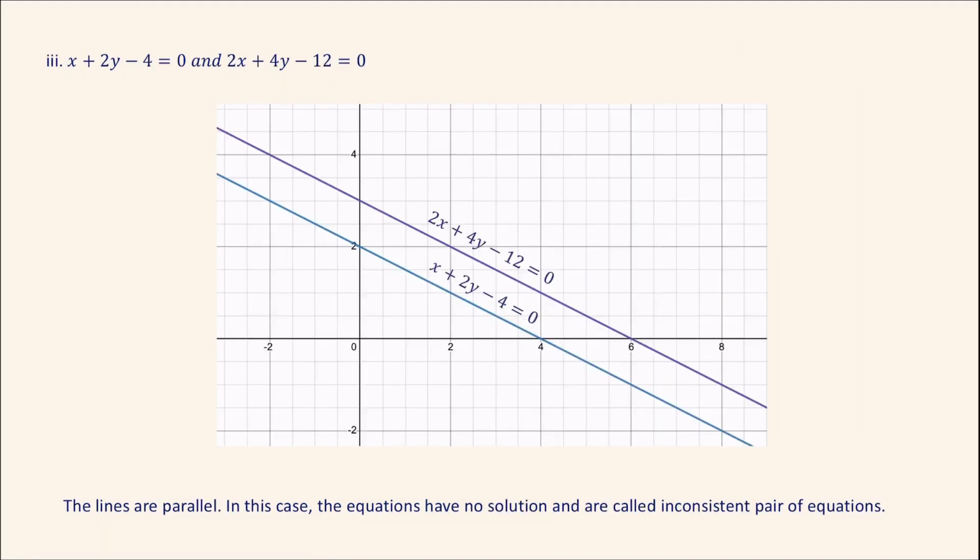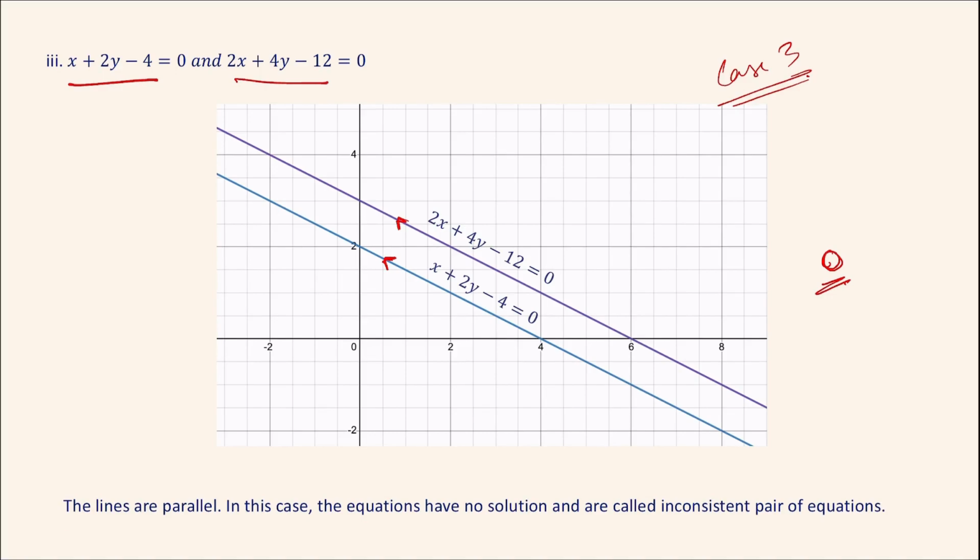Now, let's look at case 3. This would be our case 3. We have two examples, x plus 2y minus 4 is equal to 0 and 2x plus 4y minus 12 is equal to 0. So if we look at these lines, both of linear equation, the lines are parallel. That means they do not intersect at any point. So now, if they do not intersect at any point, that means we have zero solution. That means we don't have any solution in this.